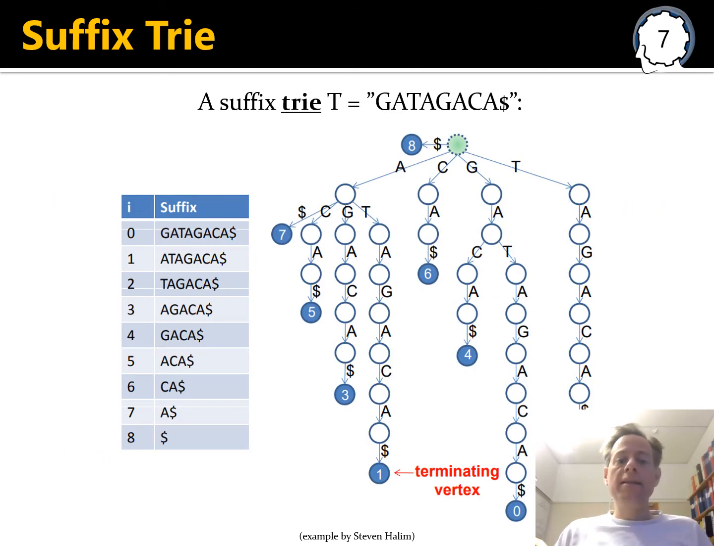Here is another example that we will build on throughout the lecture. In this case, we are building the suffix trie for the string gatagaka. Funny word. So here we have all the 9 suffixes if we include the empty suffix. And here we have the suffix trie built from these strings.